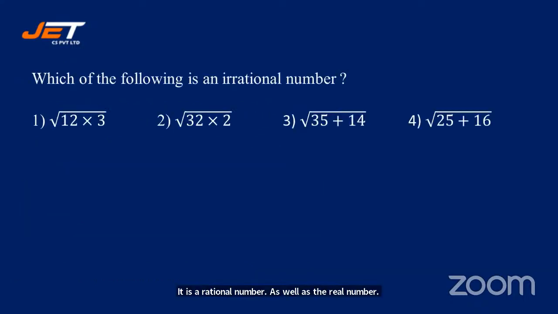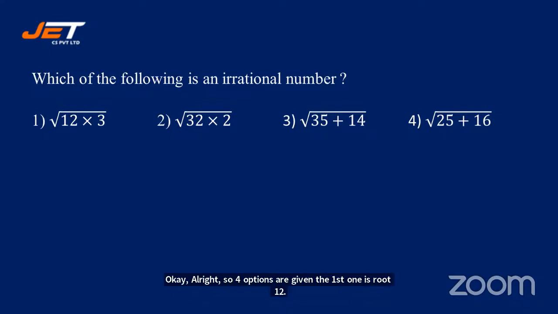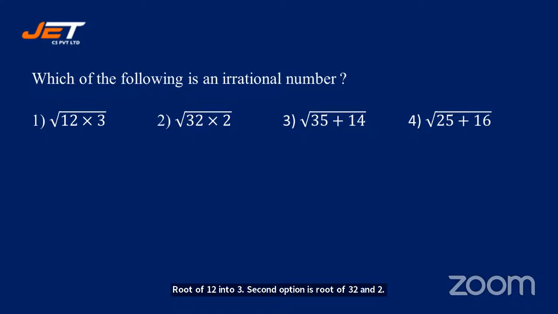This, I think you all can definitely try. Give your answer in the chat box. Here goes the question. Which of the following is an irrational number? Four options are given. The first one is root of 12 into 3. Second option is root of 32 into 2. Third option is root of 35 plus 14. And the fourth option is root of 25 plus 16.